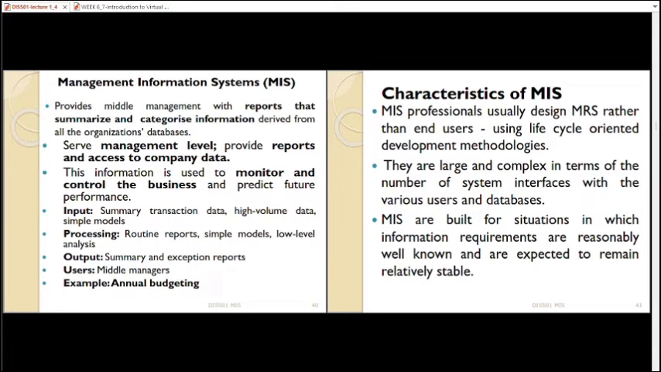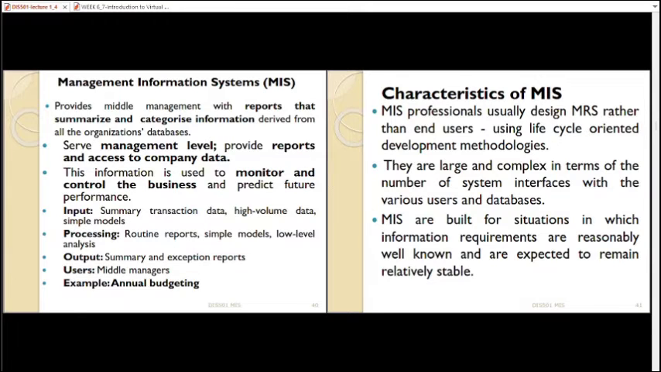Now, if you move on to the next level, that's when you find the MIS. The MIS would provide middle management with reports that summarize and categorize information derived from all organization databases, serve management levels, and also provide reports and access to company data.